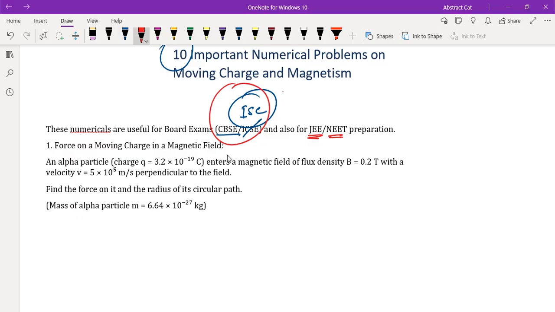One thing is very important. If you want to clear a concept or remember it for a long period of time, you should solve some numericals. If you solve more numericals, that is the easiest way to remember all the formulas and basic concepts, like what is Biot-Savart law and what is Ampere's law.